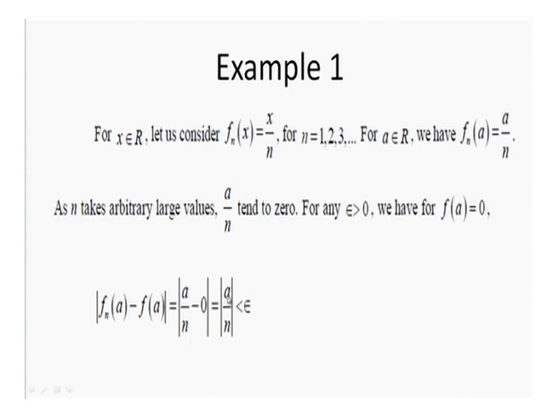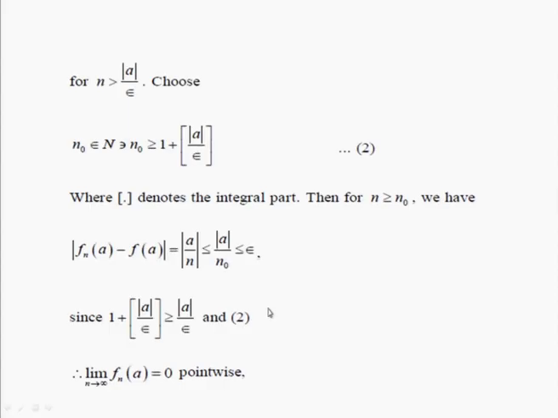We have a by n minus 0, which simplifies to a by n, and we are taking the modulus. From here we calculate the n value, bringing epsilon to the other side: n is greater than modulus of a by epsilon. Here we take its integral part, and we may take one more than that, and choose n_0 to be larger than or equal to this. So whenever n is greater than or equal to n_0, we will have n greater than this, and from that we get modulus of a by n is less than epsilon. So the f_n(a), or a by n, are converging to 0.